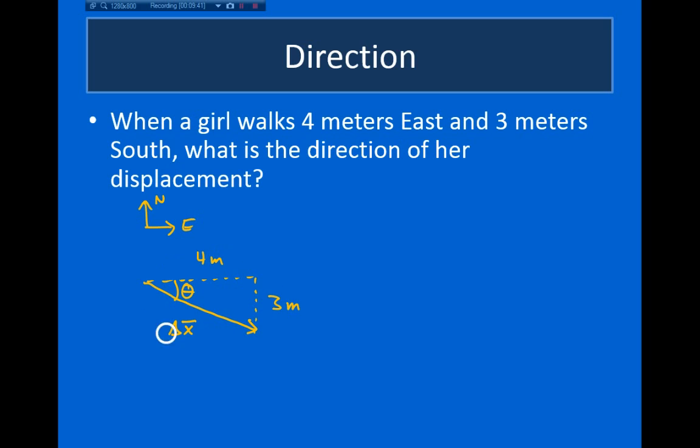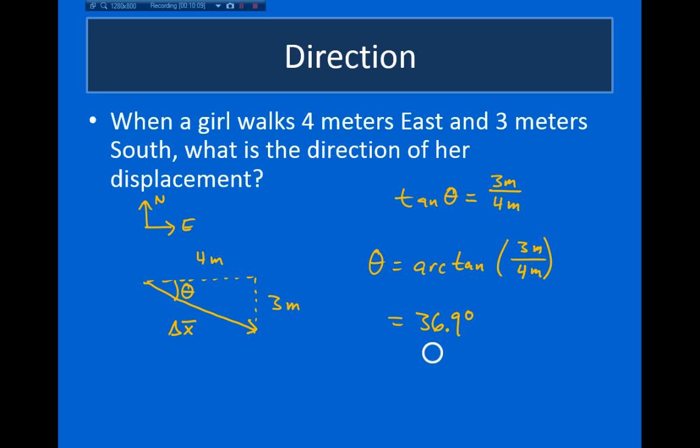Looking at this picture, we can see that the tangent of theta, that is opposite over adjacent, is going to be equal to 3 meters divided by 4 meters. So if I want to calculate this angle, theta is the arctangent of 3 meters divided by 4 meters, or 36.9 degrees.